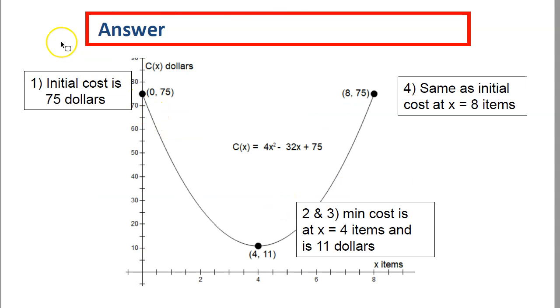Our answer then is given by this graph with all the points marked. The initial cost is $75. Part 4, at 8, this is the same as the initial cost. And for parts 2 and 3, the minimum cost is at x equals 4 items and is $11. That's our turning point.